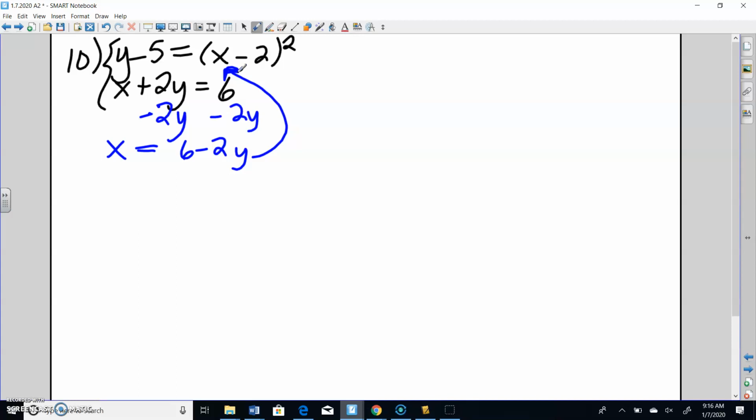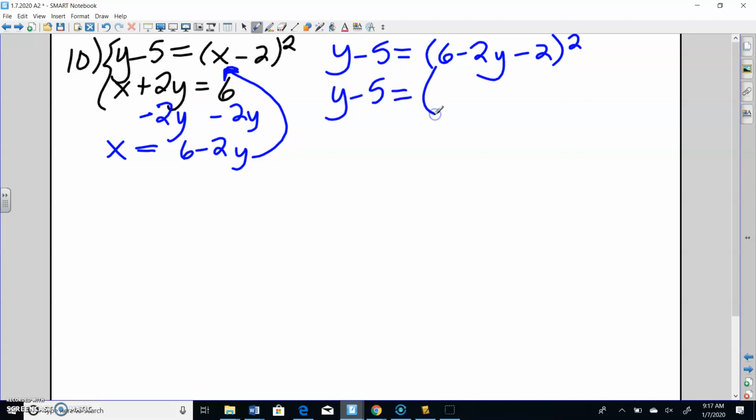So now my first equation is going to be rewritten as y minus 5 equals, where I have the x, what am I going to put in its place? 6 minus 2y. And then I have that minus 2, right? Okay, everybody all right with that step? Okay, so now I can do some simplifying before I FOIL. I have this y minus 5 on the left, and 6 minus 2 is 4 minus 2y squared on the right.